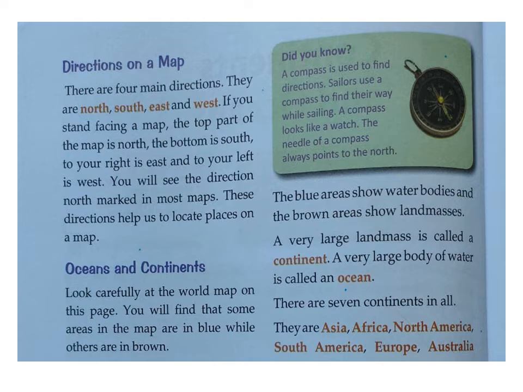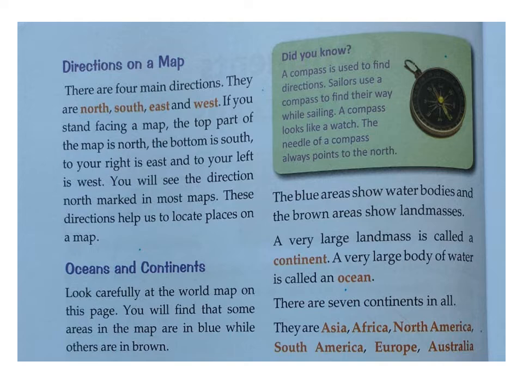So see here, if you stand facing a map, suppose any map hanging on the wall and you are looking at the map, at that time the top of the map will be the north, the bottom of the map will be the south, the right side of the map will be the east, and the left side of the map will be the west. Understood? We can find the direction with the help of this. Okay, up to here we can finish.